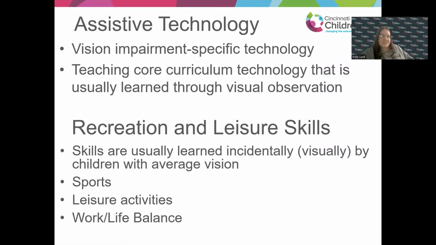I think I already mentioned assistive technology, so we can bounce through that one. Rec and leisure skills are very, very incidentally learned by other kids. We really don't think about how much we learn to do so many things by just watching other people do it. Sports are one, and we just watch sports, right? There's a lot of things that we do visually to relax, to take our mind off other things. And so these things just have to be done very differently by kids with CVI.